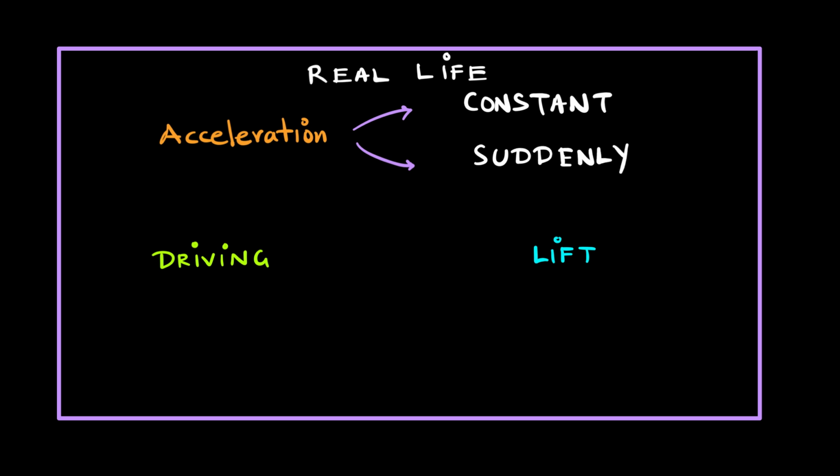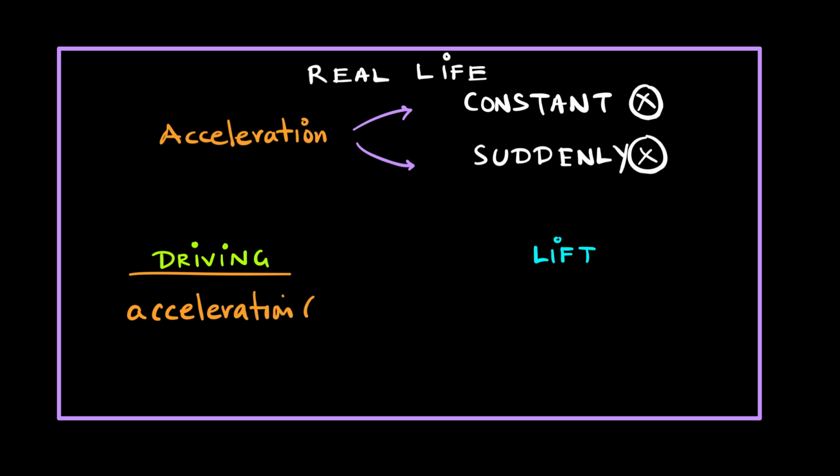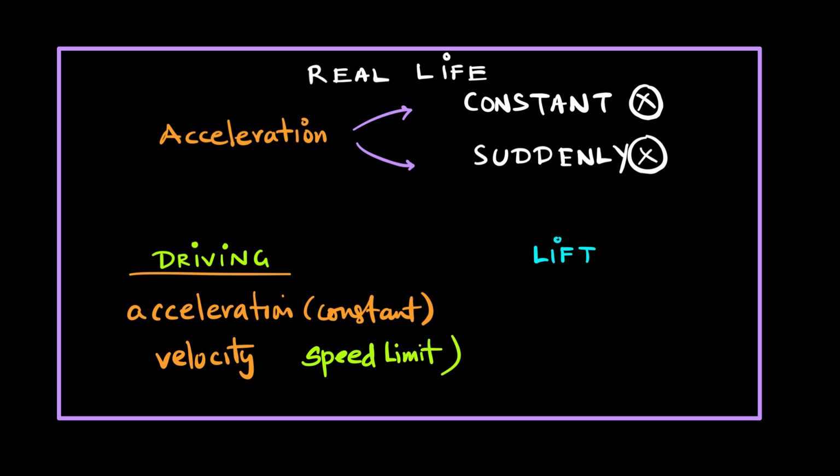Now let's understand this concept by using two examples. If we talk about driving a car, if we say that the acceleration is constant, that means the velocity will keep on increasing till it crosses the speed limit. But that's not practically how it goes.